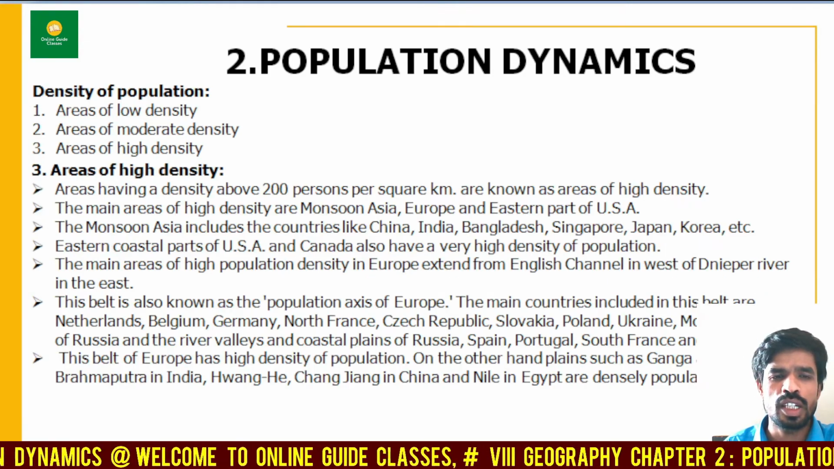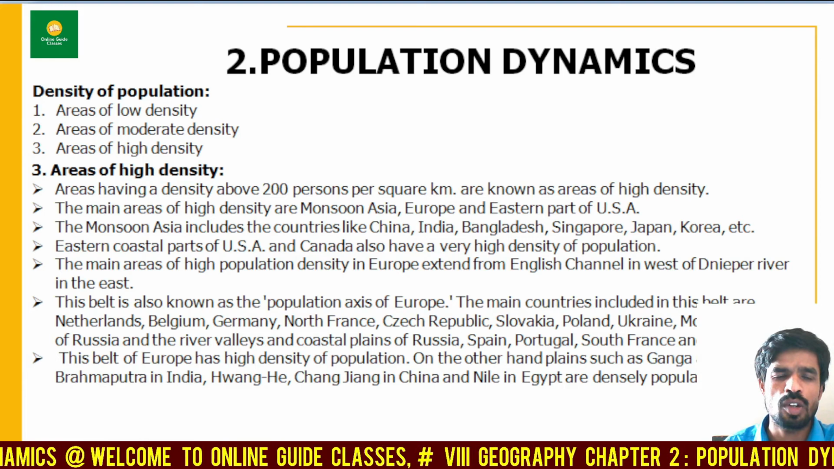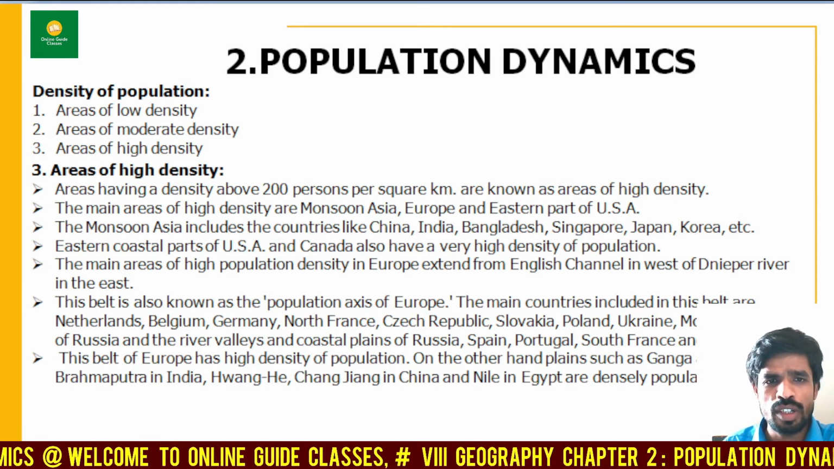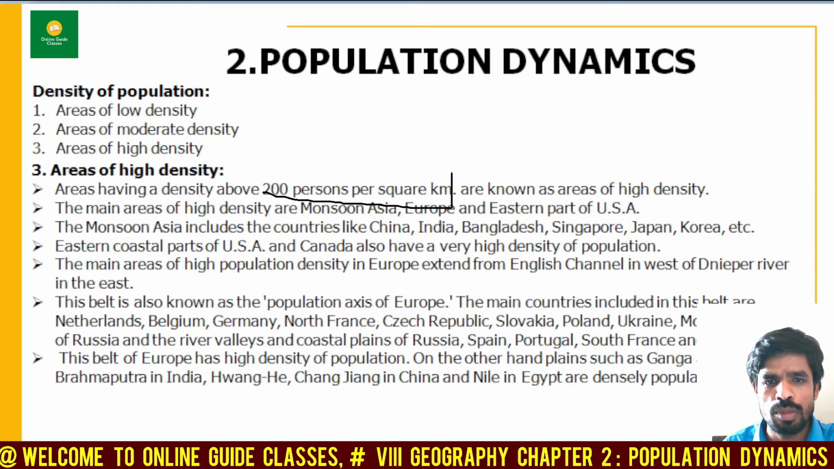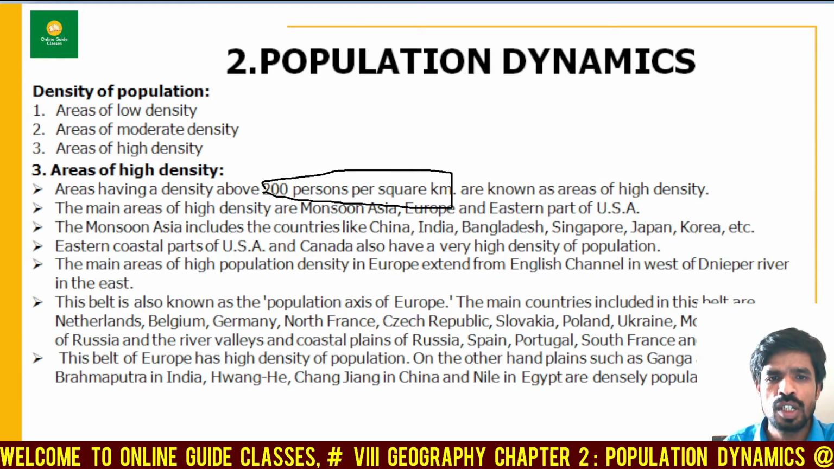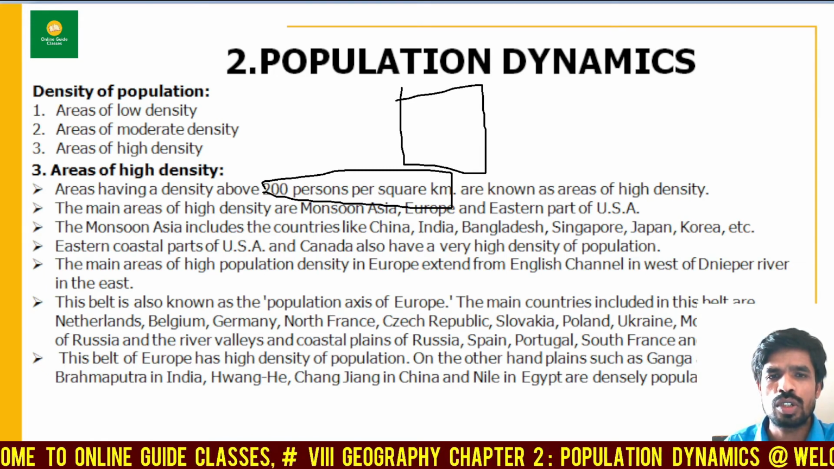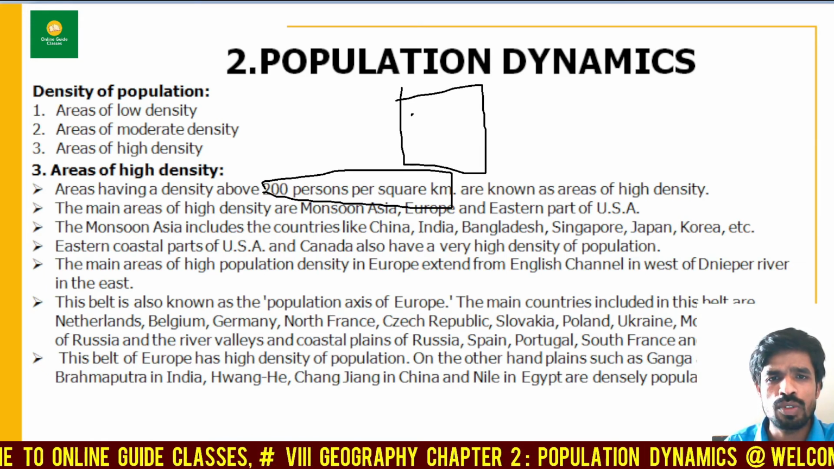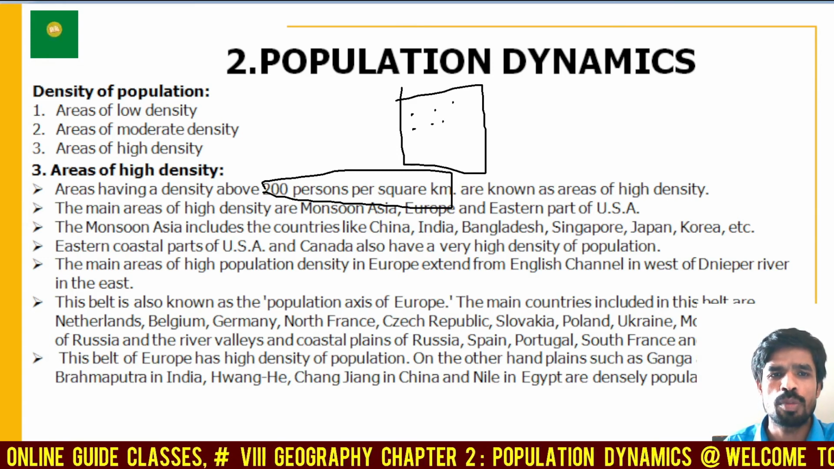The third one is areas of high density. Now what is the meaning of areas having high density of population? Areas having a density above 200 persons per square kilometer. Please remember 200 persons per square kilometer. So about 200 persons or more per square kilometer is known as high density of population.